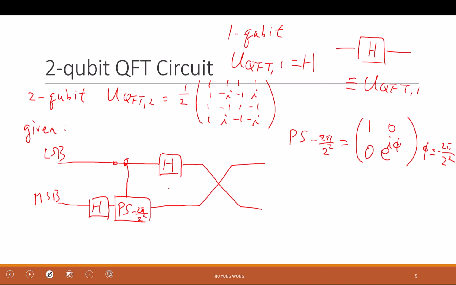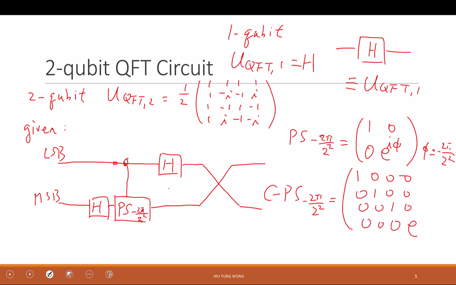Okay, then what is a control phase shift gate? It means when the control qubit is 1, you have this action, right? So it must be a control phase shift gate with a phase shift of 2 pi over 2 to the power 2. It is equal to 1 0 0 0, 0 1 0 0, 0 0 1 0, 0 0 0 e to the power I times negative 2 pi divided by 2 to the power 2. Is this okay? A control phase shift gate, right? This is the control version, right? So what is e to the power I negative 2 pi divided by 2 to power 2?